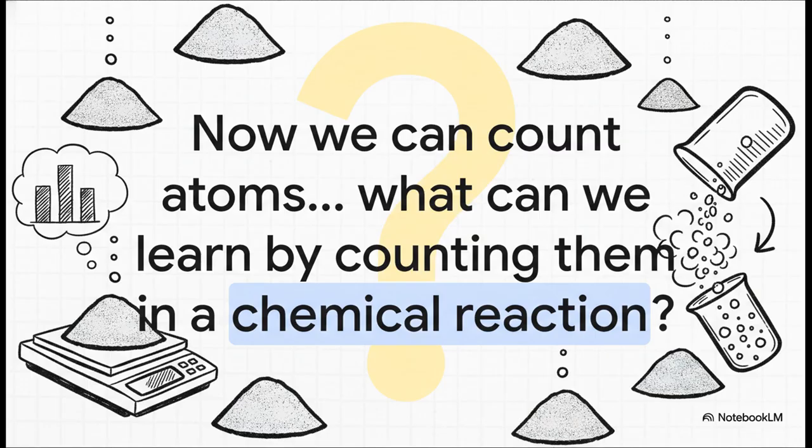So we've done it. We've figured out how to count the uncountable. We can take a scoop of some powder, put it on a scale, and know almost exactly how many atoms are sitting in that pile. Pretty amazing, right? So the big question is, now that we have this power, what happens next? What can we learn when we start mixing these counted piles together and watching them react? Well, that's a story for another time.